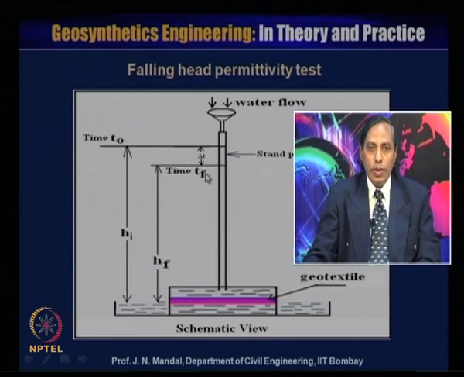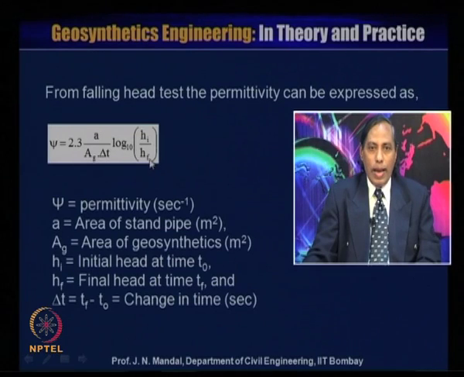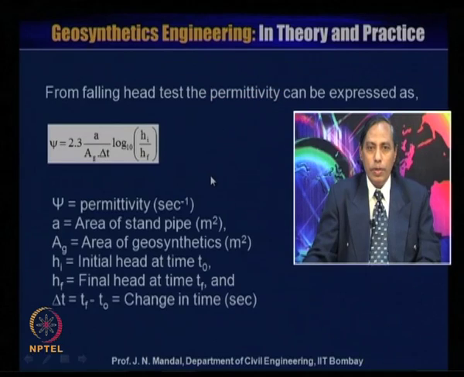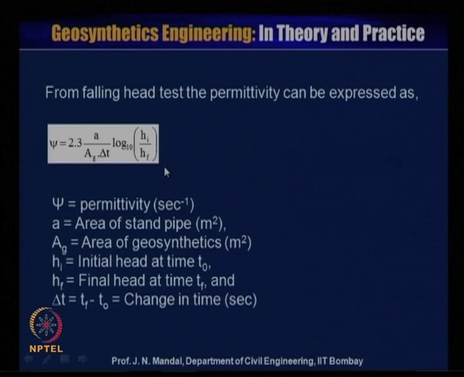This is Tf minus T0. So, change in time, this is what is delta T, and then Hi is the initial head at time T0, Hf is the final head at time Tf. So, you can calculate what should be the permittivity of the geosynthetic material by falling head permittivity test. So, this test is very important, permittivity test.